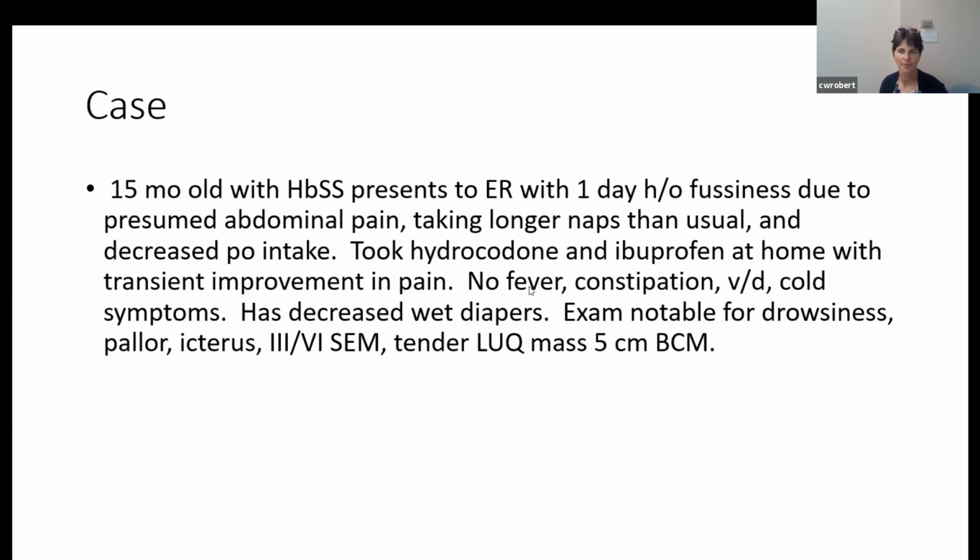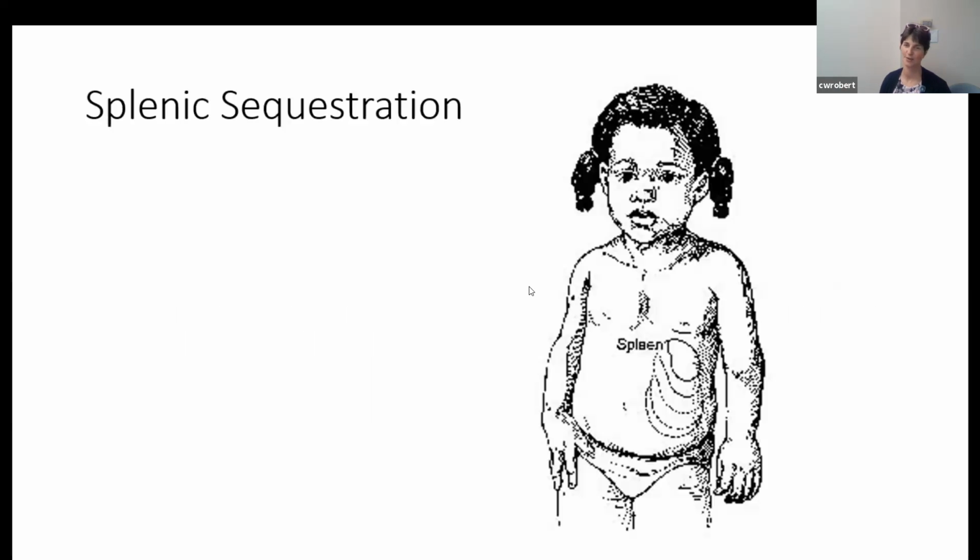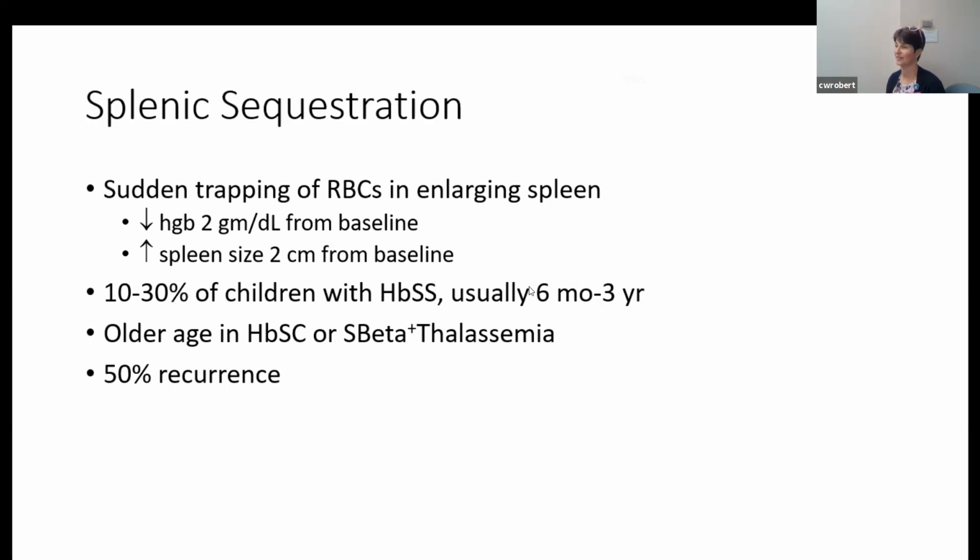He has a tender left upper quadrant mass, and presumably that mass is his spleen. So again, we worry about splenic sequestration. That's an acute problem these patients can have. With the more severe type, usually by the time they're 5, they auto-infarct their spleen. So if they get sequestration issues, it's going to be in the toddlers.